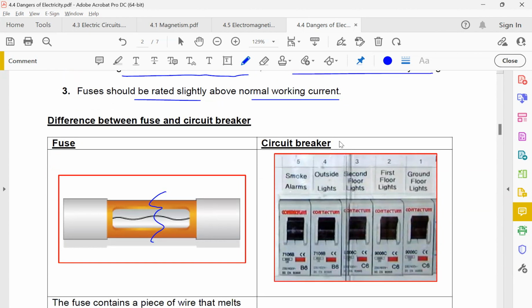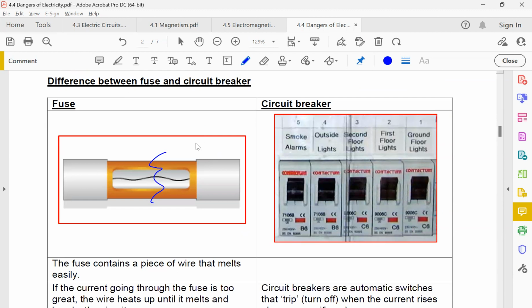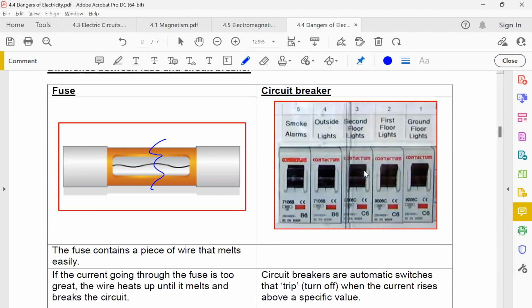Anyways, fuses and circuit breakers work exactly the same way. If anyone here doesn't know what a circuit breaker is, it's literally that thing at the back there. You know, sometimes when thunder strikes, the whole house blacks out, then your parents go downstairs, flip the switch and everything works again. This thing is that.